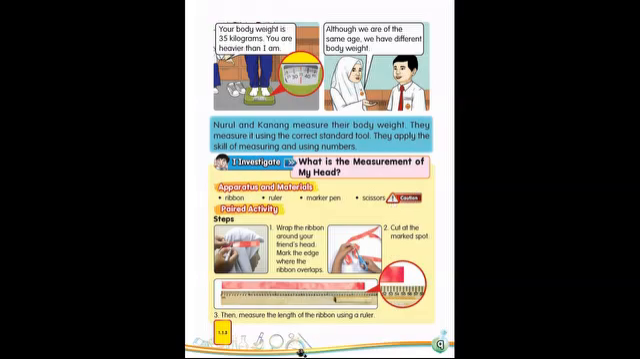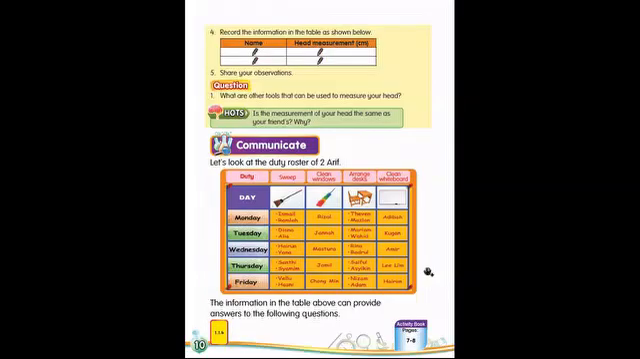Alright, so what's to do next? Alright, next one. Okay, record the information in the table as shown below. Okay, draw a table in your science notebook and then write down the name of your family member, and then write down the measurement of head that you have taken just now. Alright, okay, awak tuliskan nama family awak, and then awak catatkan bacaan ukuran kepala dekat sini.